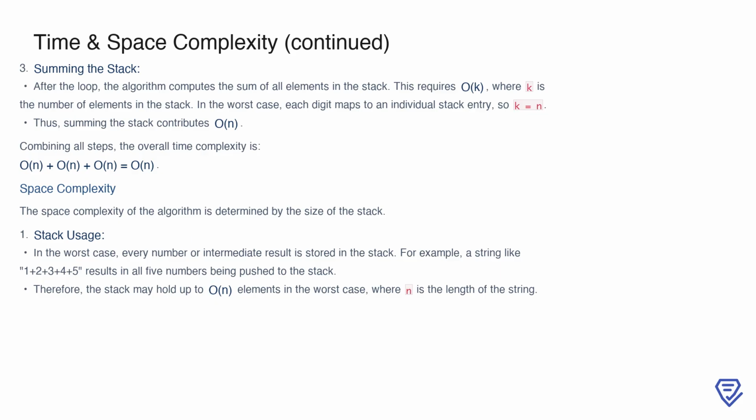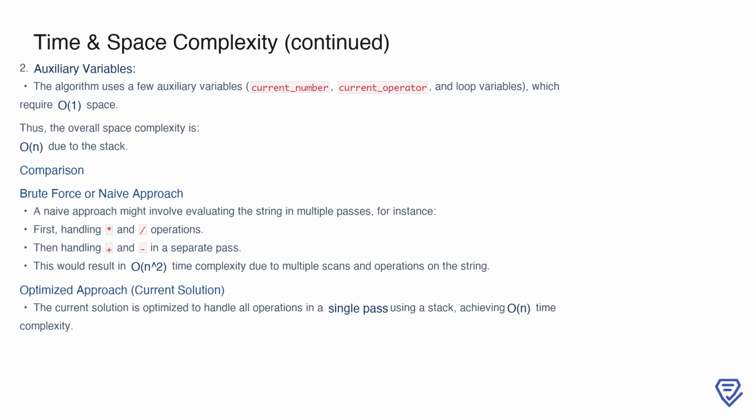Now, looking at space complexity, the primary contributor is the stack. In the worst case, where each number or intermediate result is stored as a separate entry, the stack can hold up to n elements. Thus, the space complexity of the stack is O(n). In addition to the stack, the algorithm uses a few auxiliary variables such as current_number, current_operator, and some loop variables. These variables take up a constant amount of space, O(1), regardless of the size of the input. Therefore, the overall space complexity of the algorithm is determined by the stack, which is O(n).